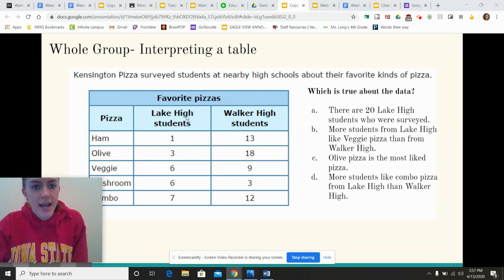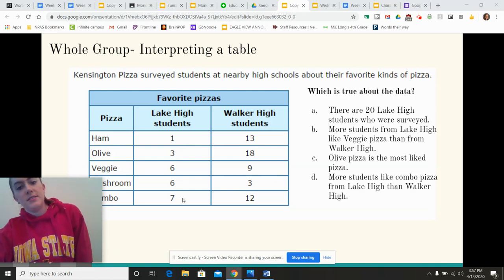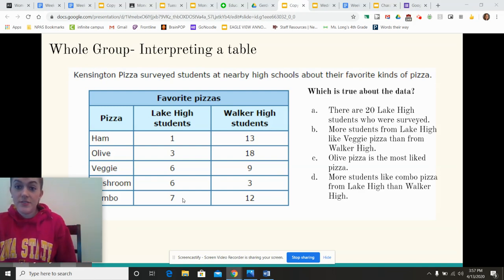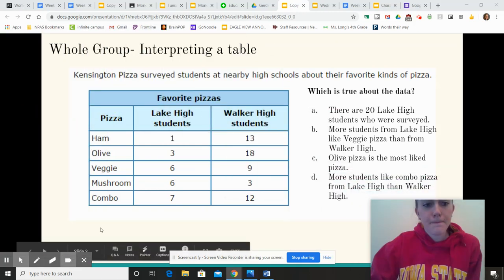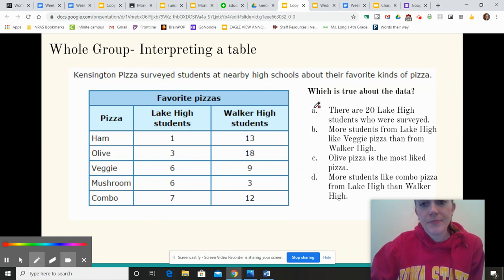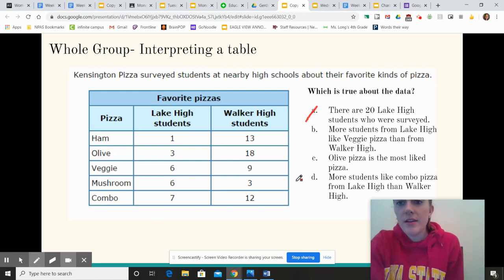So if I look at Lake High, I would have to count all of these up and see if it adds to 20. So 6 plus 6 is 12, plus 3 is 15, plus one more is 16, plus 7 is 17, 18, 19, 20, 21, 22, 23. So that is not true, because 23 students did the survey.